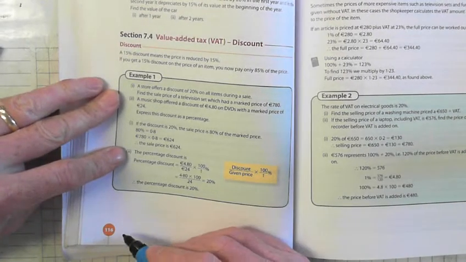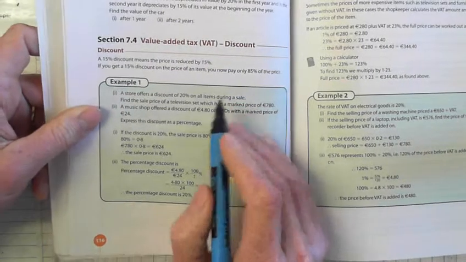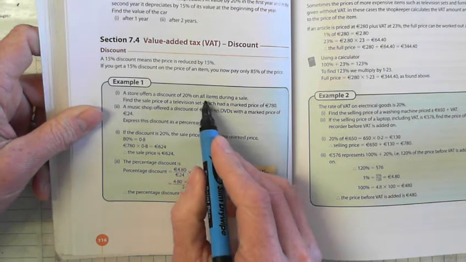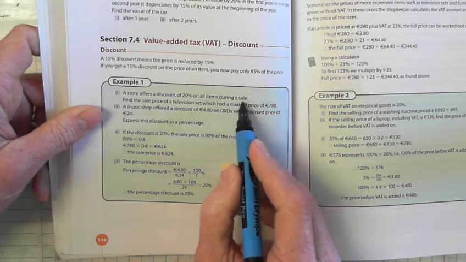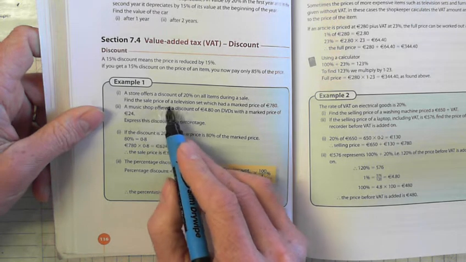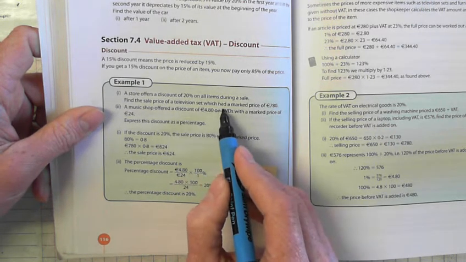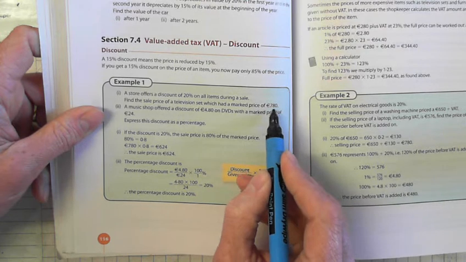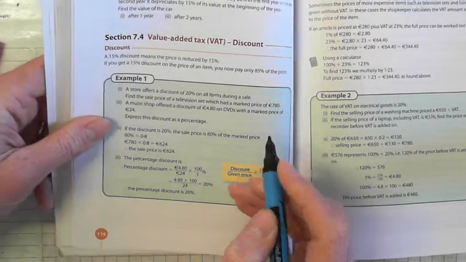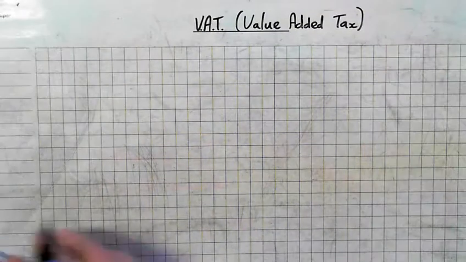So this is on page 116, so you can check it out later if you can't see the writing. A store offers a discount of 20% on all the items during a sale. Find the sale price of a television set which had a marked price of $7.80. Alright, so we have to reduce the price by 20%.